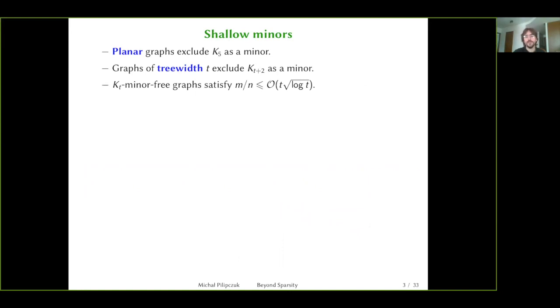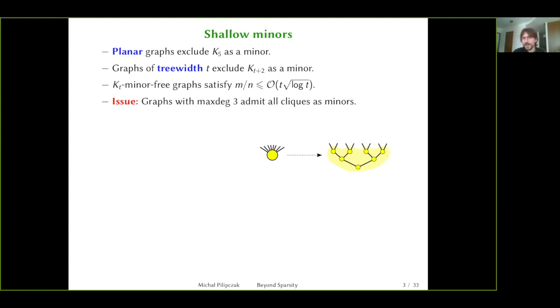So if I have a K_t minor free graph, then the ratio between the number of edges and the number of vertices is bounded by t squared log t. However, the other example, graphs of bounded maximum degree, is not encompassed by this theory. Yes, so graphs with maximum degree 3, so subcubic graphs, they admit all cliques as minors.